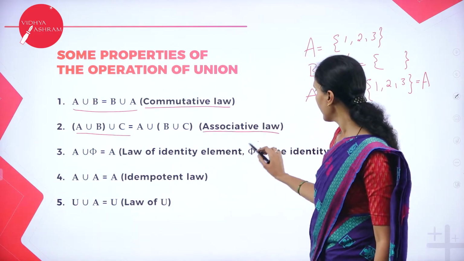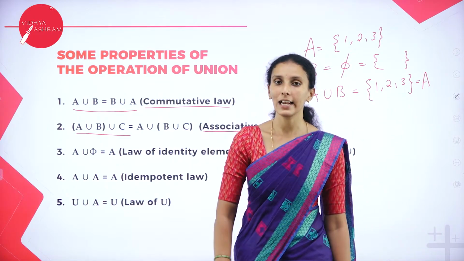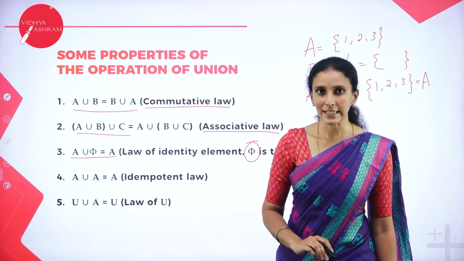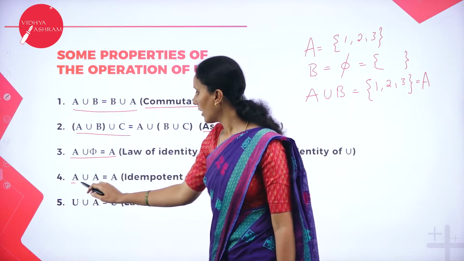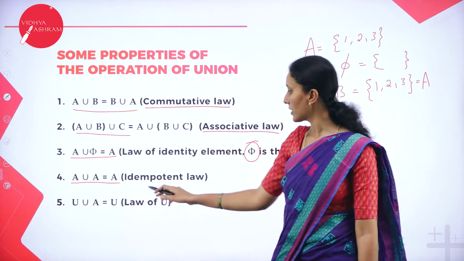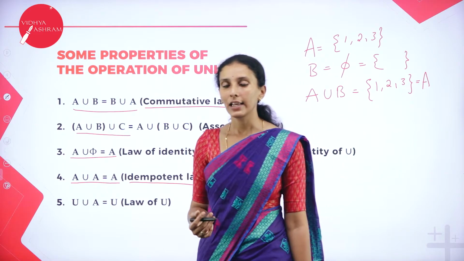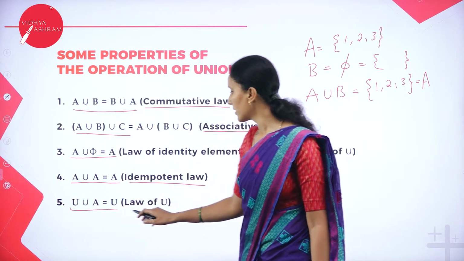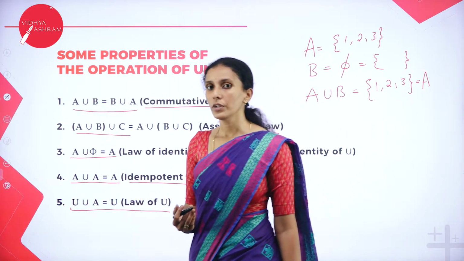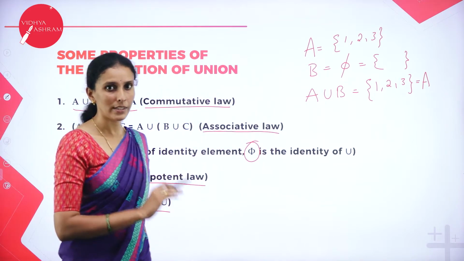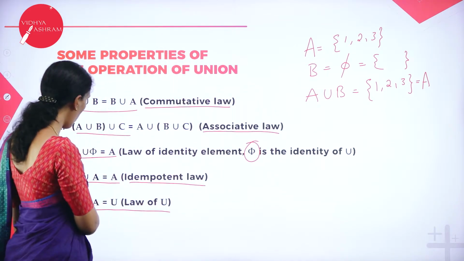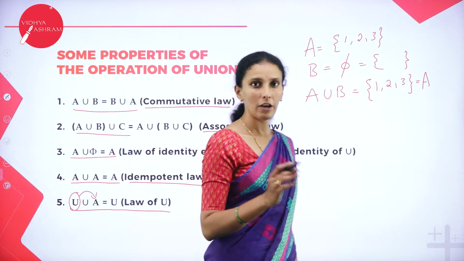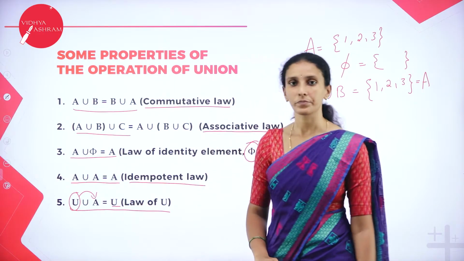That is what the law of identity element says. Here phi is considered as the identity element in the universal set U. So therefore A union empty set is A, and A union A is again A, which is the idempotent law. When you are taking the union of the same set, you will get the same set. Next, the law of universal set, that is when you are taking the union of the universal set along with its subset. As I said, the union of a set and its subset. We know that A is a subset of U. So therefore, you should get U again.